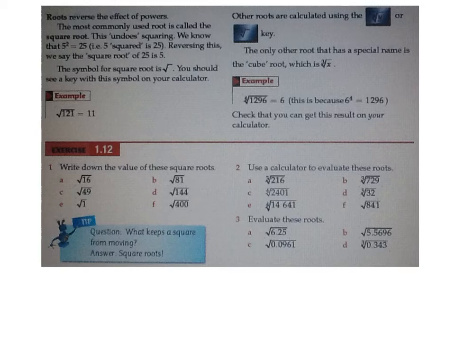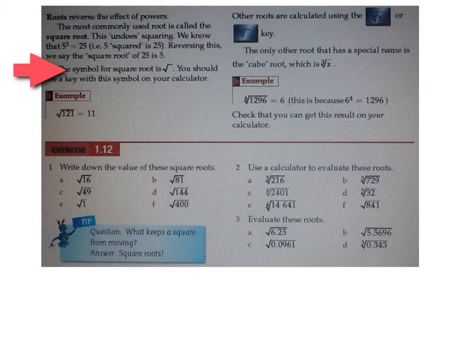Don't forget that though. So square roots undo squaring, and we know that 5 squared is 25. So if we want to reverse this operation, we then say that the square root of 25 is 5. Look at the symbol over there. We've gone through this before, but the symbol for square root, there it is, and you need to be able to find that on your calculator.